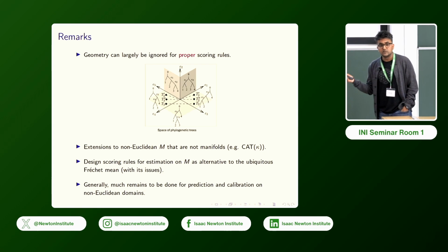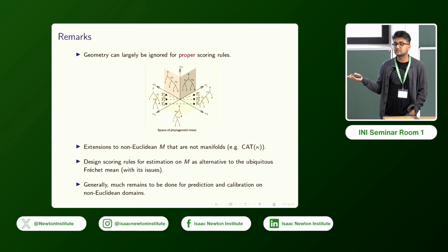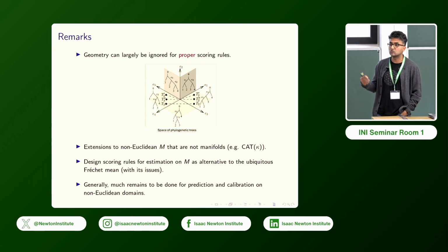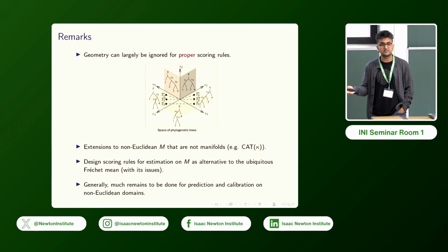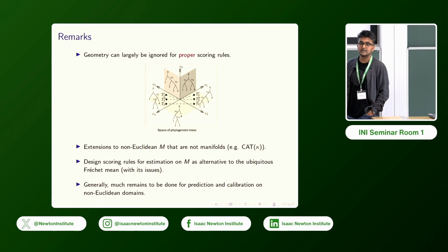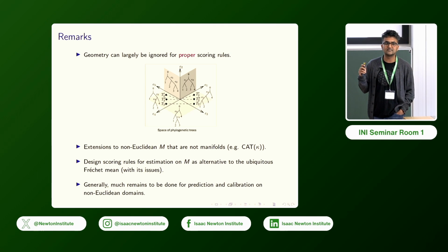In general, as was mentioned in the last talk, you can design scoring rules for estimation. In manifolds, the state of the art is to use sample Fréchet means, minimizing squared distances, but maybe there are cleverer scoring rules you can use and come up with better estimation strategies. But just more generally, there's much to do. And this is an invitation if you're interested in it.